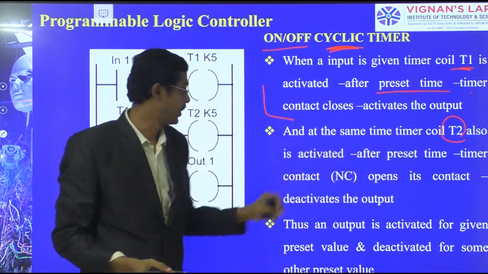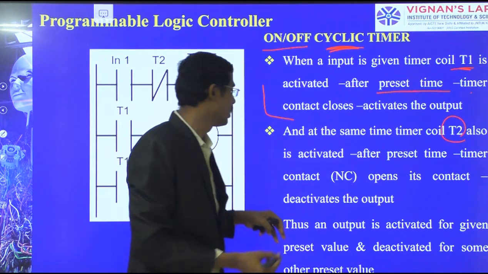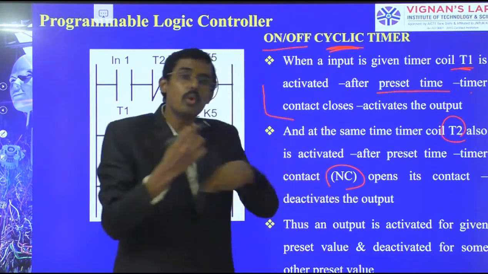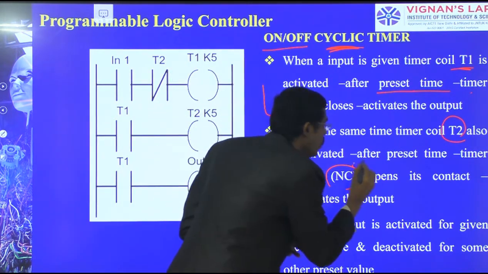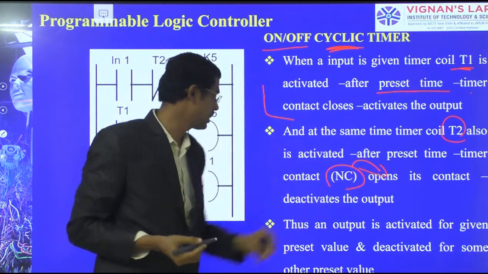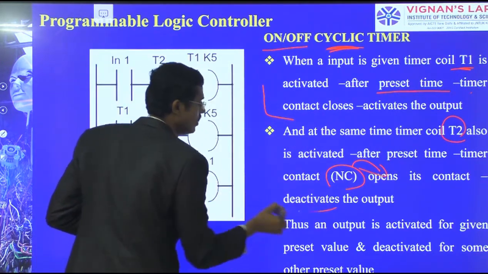Coil 2 is activated. After the preset time, the timer normally closed contact is going to open from the closed position. It is going to open its contact. Therefore, it deactivates the setup.